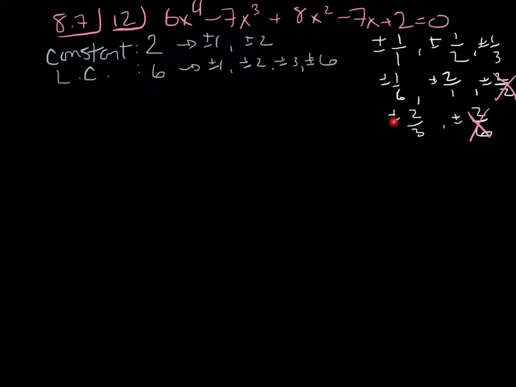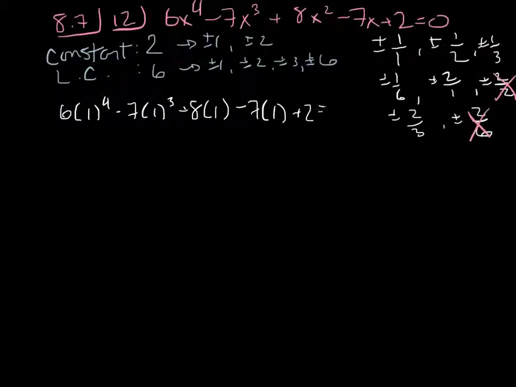Okay. The other way to try them is you can just plug them into your calculator. For instance, you could do 6 times 1 to the 4th minus 7 times 1 cubed plus 8 times 1 minus 7 times 1 plus 2, and you're checking to see does it equal 0. In this case, you get 6 minus 7 plus 8 minus 7 plus 2. And in this case, that equals what? Negative 14 and positive 16, that equals positive 2. So we'd throw out 1. Or you can keep synthetic dividing, negative 1.